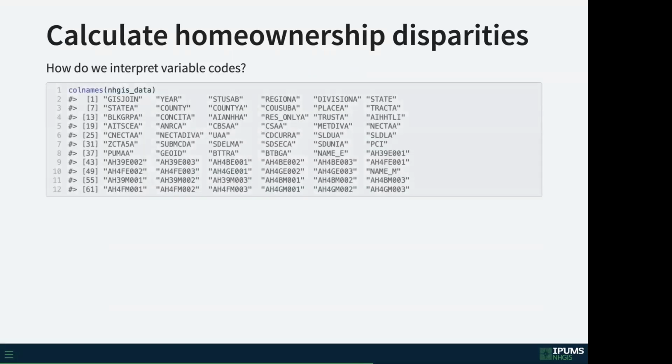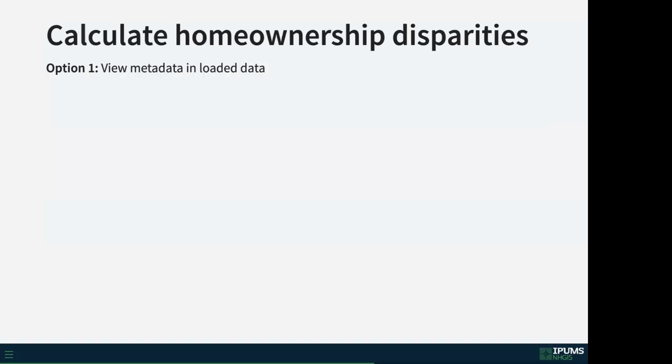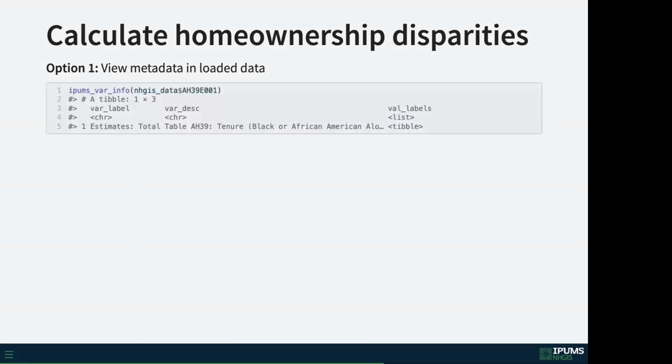The one last remaining problem is that the variable codes that you get in your extract might be somewhat esoteric. So it's not necessarily clear what AH39E001 refers to. There are two options we have for getting a better sense of what these variables are. The first is that there is some limited metadata attached to the data when we load it. So you can look at a particular variable, for instance, this AH39E001. We can use this helper function, ipums_var_info, that will give us a sense of the metadata for a particular variable in our data.